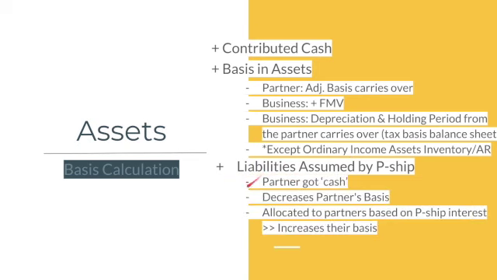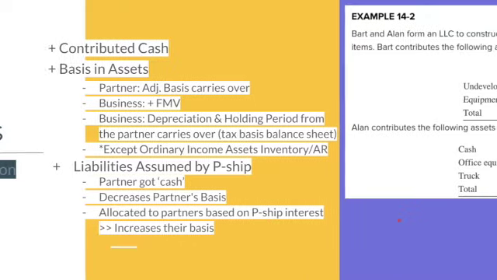With liabilities, say a partner contributes a building to the partnership and it has a mortgage on it and the partnership takes on the mortgage. The partner is treated as having got cash for that. If the partnership assumes a liability for a partner, the partner got cash. That cash decreases that partner's basis, and then the liability on the business side is allocated to all of the partners based on the partnership interest, increasing their basis.